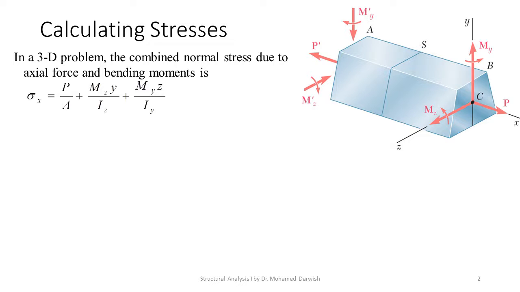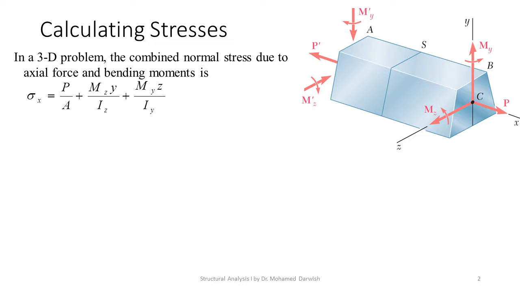Simply, sigma x equals P over A plus Mz times y over Iz plus My times z over Iy. Iz and Iy are the moments of inertia about the z and y directions. Mz is the moment about z, My is the moment about y.